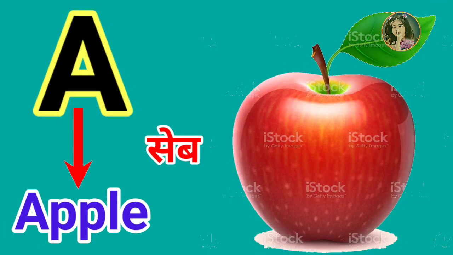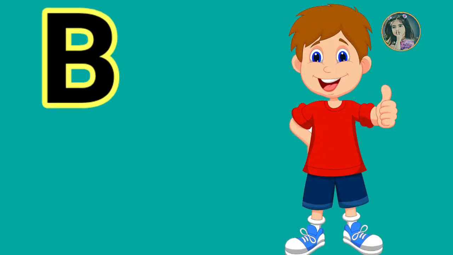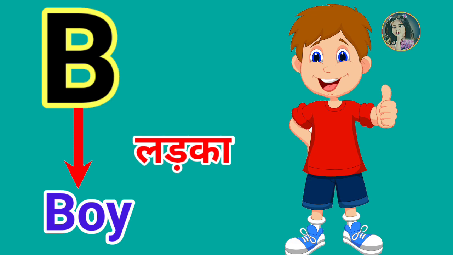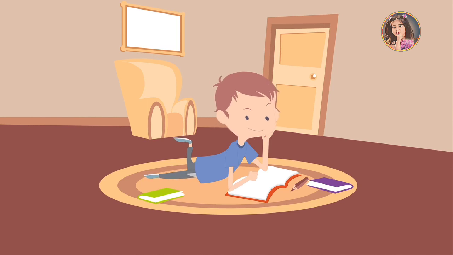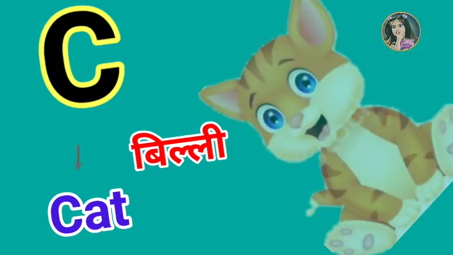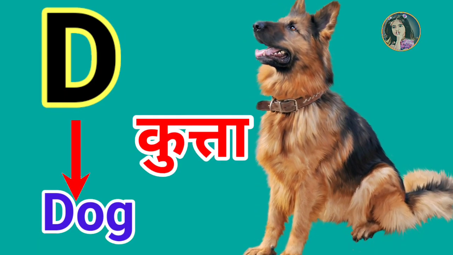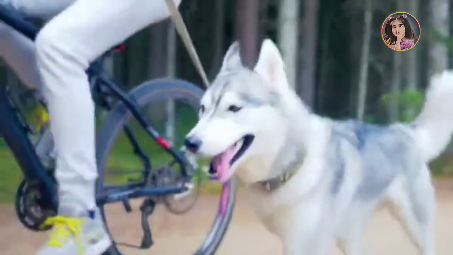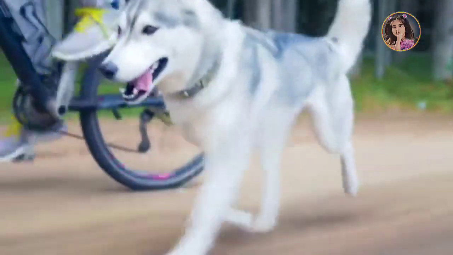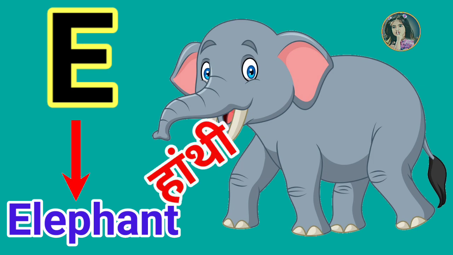A for apple. Apple means seed. B for boy. Boy means ladka. C for cat. Cat means billy. D for dog. Dog means kutta. E for elephant. Elephant means hathi.